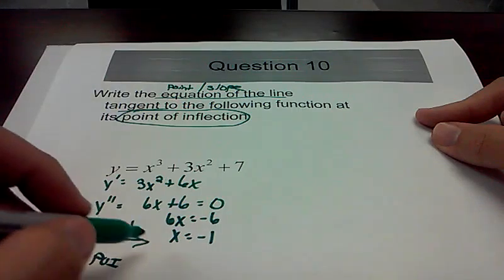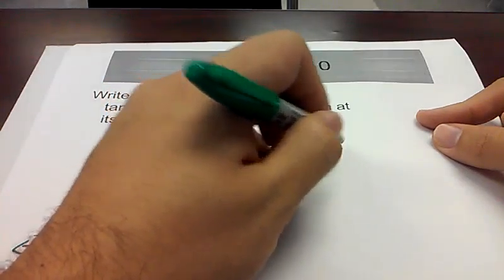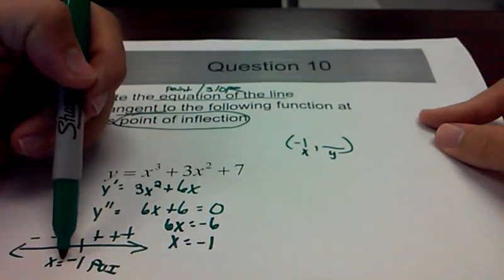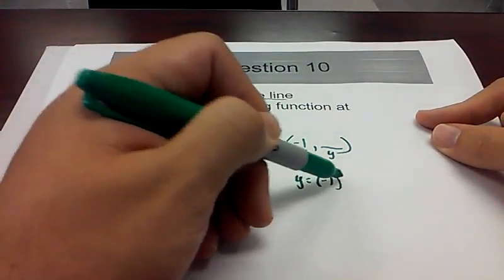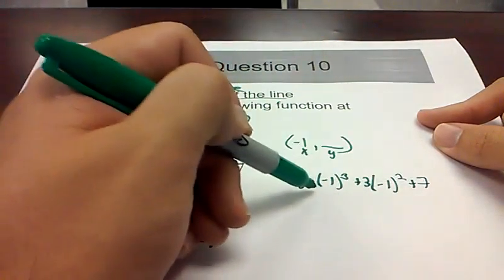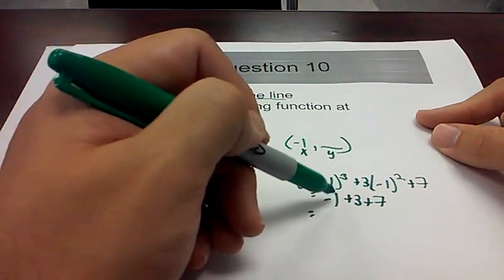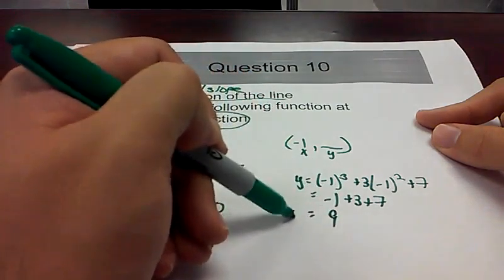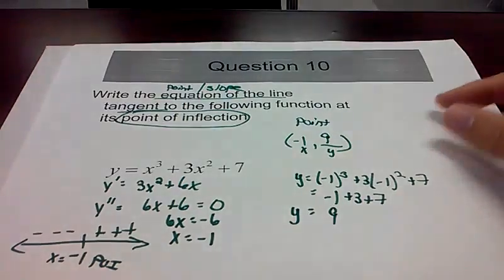But in order to have a point, you not only need an x value, but you also need a y value. So the way that we're going to find the y value is we're going to plug x, the negative 1, into my original function. So I'm going to have y is equal to negative 1 cubed plus 3 times negative 1 squared plus 7. Work this out, I get negative 1 plus 3 plus 7, and so that gives me negative 1 plus 3 would be 2, and that 2 plus 7 would be 9. So my y value is 9. So there's my point, negative 1, 9.